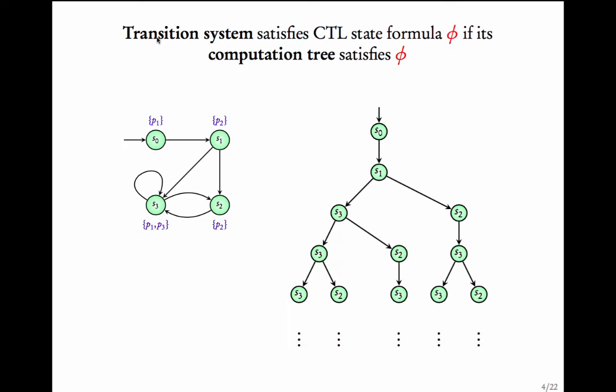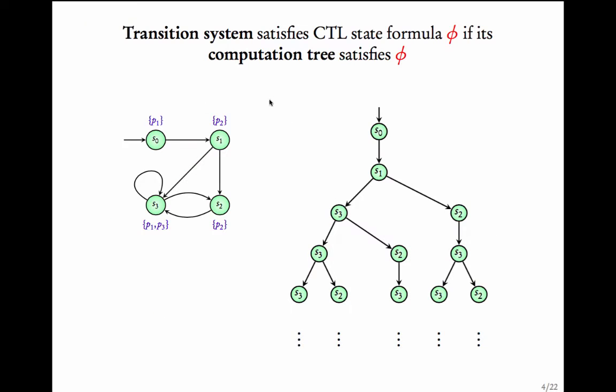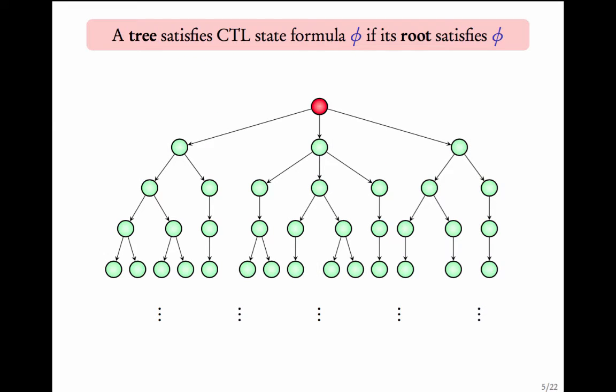When does a transition system satisfy a CTL state formula phi? We say that a transition system satisfies a CTL state formula phi if its computation tree starting from the initial state satisfies the CTL formula phi. Now, when do you say that this tree satisfies phi? The tree satisfies CTL formula phi if its root satisfies phi. Essentially, a transition system satisfies a CTL state formula phi if its initial state satisfies phi.